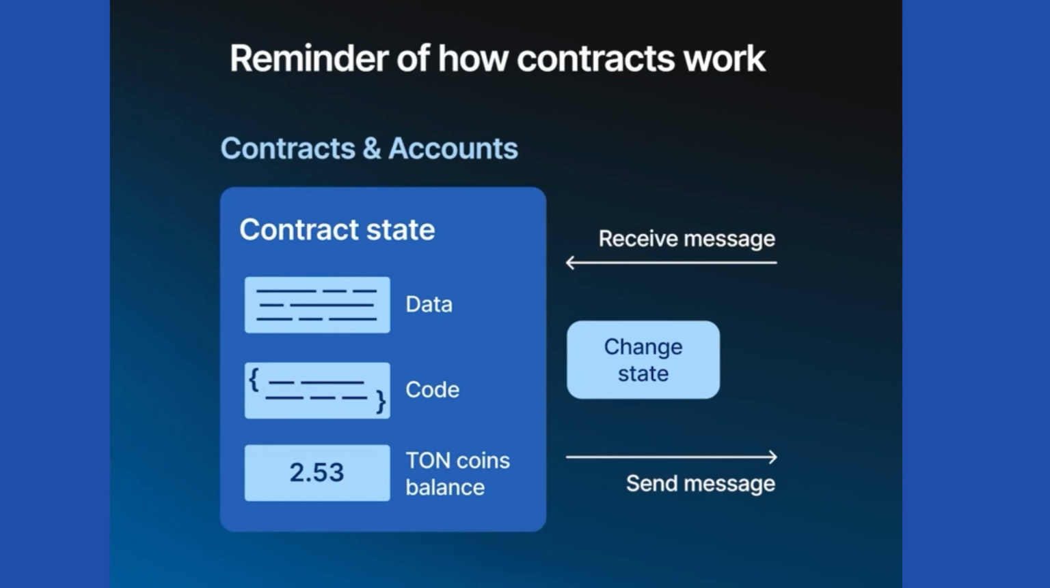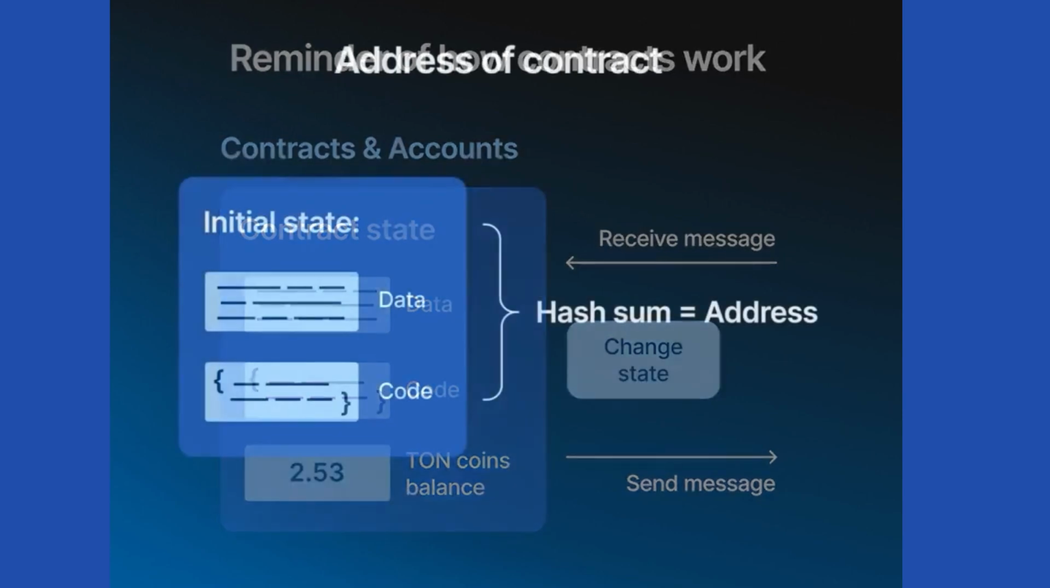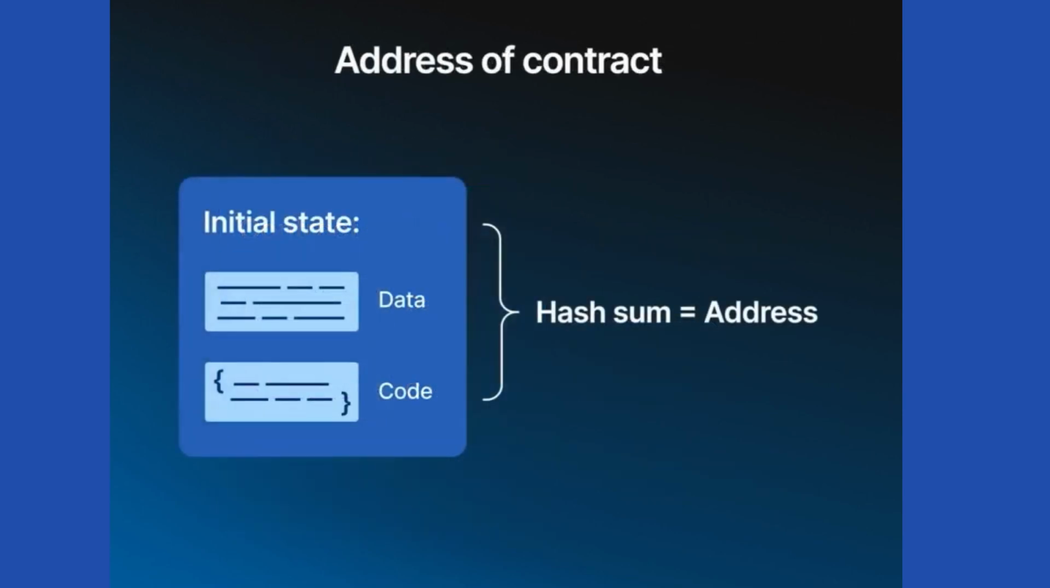So, as we mentioned, the contract is a code, the data, and the balance of coins. But the contract also has the identifier or address. And this address is a cryptographic hash of the contract's initial data and initial code. Why is that? Well, you don't want to change the address whenever the state of the contract changes. That's why the address uniquely identifies the very initial state with which the contract was created. And then this address doesn't change as the contract goes along.